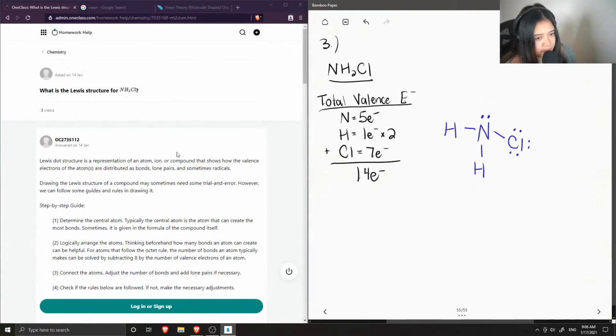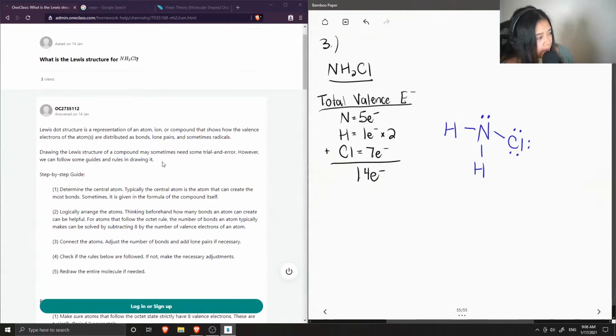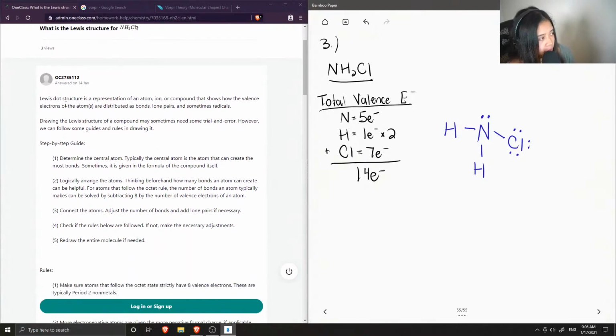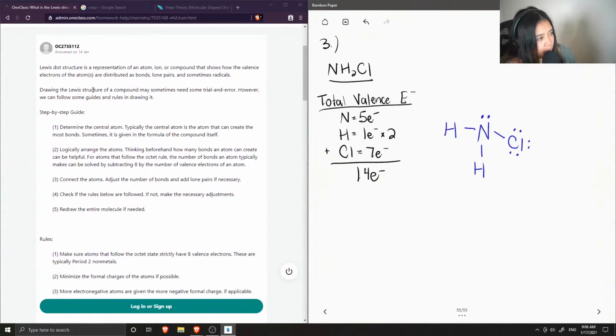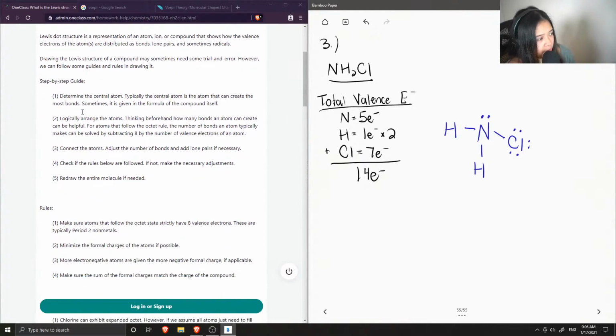So now let's see what the junior tutor said. Lewis dot structure is a representation of an atom, ion, or compound that shows how the valence electrons of the atoms are distributed as bonds, lone pairs, and sometimes even radicals. It contains some trial and error, so there are some guides and rules in following it. So this is a step-by-step guide, so it's pretty much what we did.